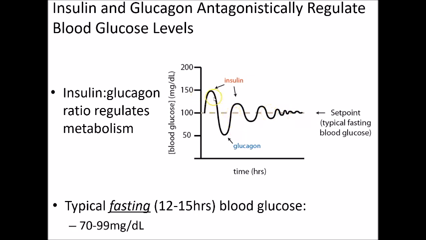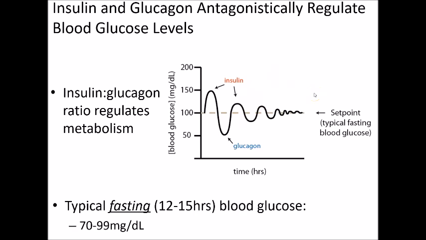If blood glucose were to go below a normal value, then we would release glucagon. Glucagon comes from the alpha cells within the pancreas, and that's going to raise blood glucose back up towards normal by affecting the liver and releasing glucose from the liver back into the bloodstream. I guess it would be not blood glucose, but stored glucose from the liver going back into the bloodstream.